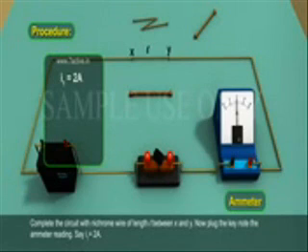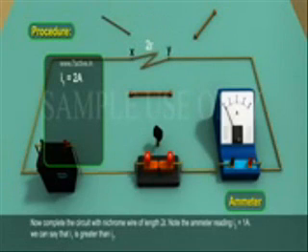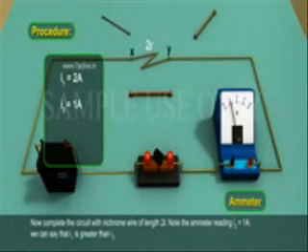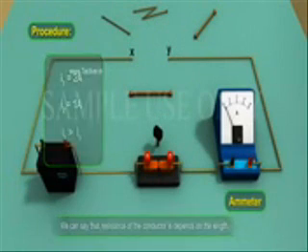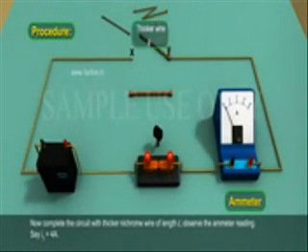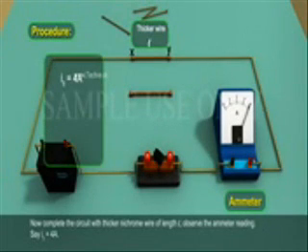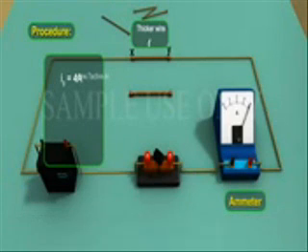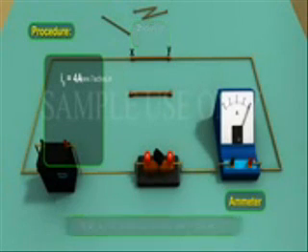Say I1 is equal to 2A. Now complete the circuit with nichrome wire of length 2L. Note the ammeter reading. I2 is equal to 1A. We can say that I1 is greater than I2. We can say that resistance of the conductor depends on the length. Now complete the circuit with thicker nichrome wire of length L. Observe the ammeter reading. Say I3 is equal to 4A. We can say that resistance depends on area of cross section.